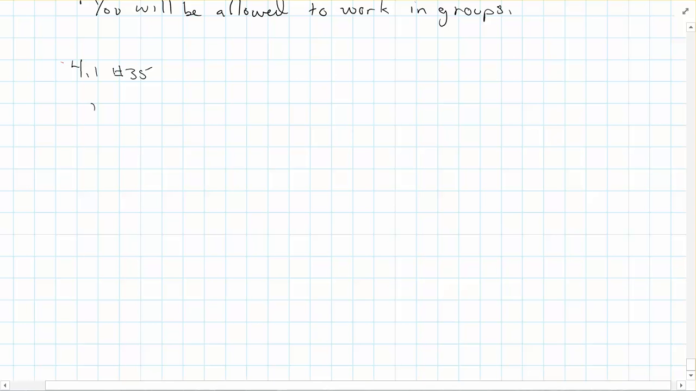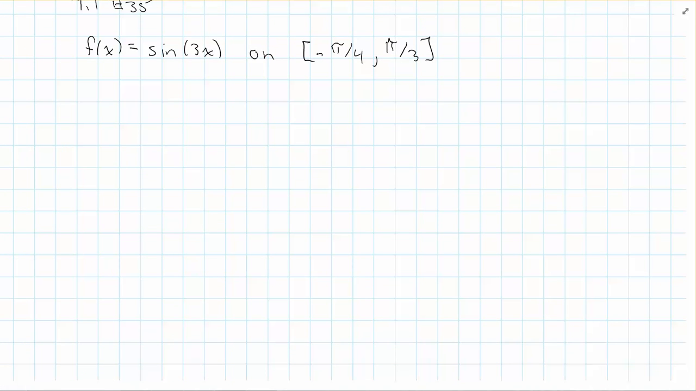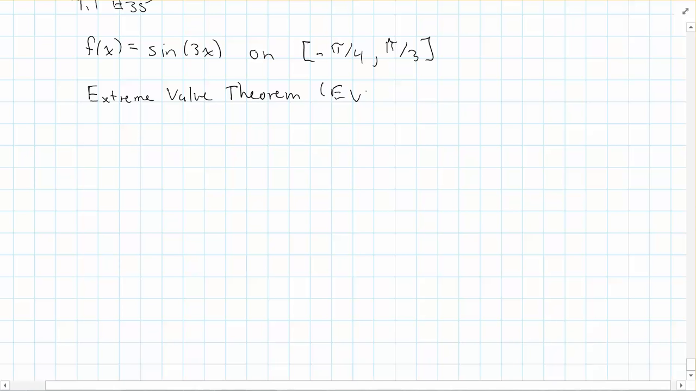And we have the function f of x equals the sine of 3x, and we're given an interval of negative pi over 4 to pi over 3. And we're supposed to find the absolute extrema of the sine of 3x on this interval. Well, again, this is where we use the extreme value theorem, which I abbreviate as EVT.